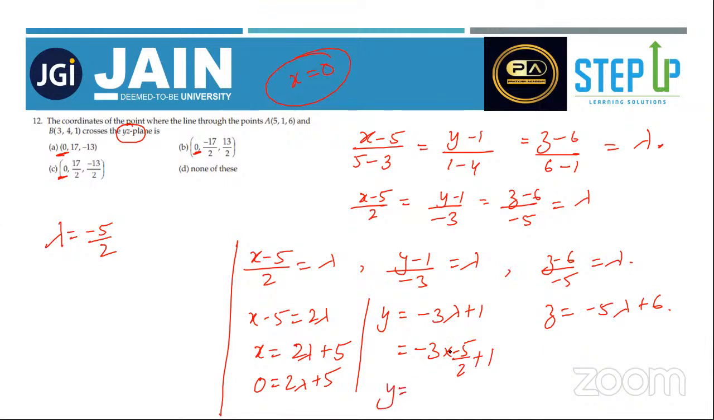So what is y equal to? 5 3s are 15, 15 by 2, and it is plus 1, so 15 plus 2 is 17 by 2. So second is 17 by 2. What about z? This is minus 5 into minus 5 by 2. 5 5s are 25.